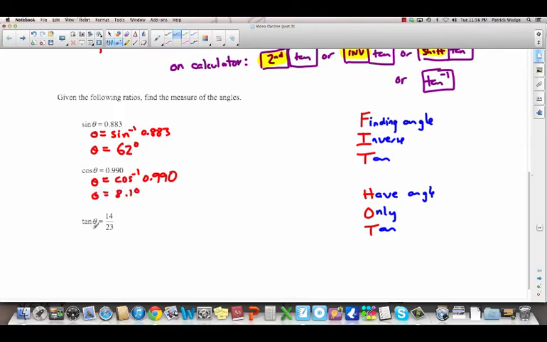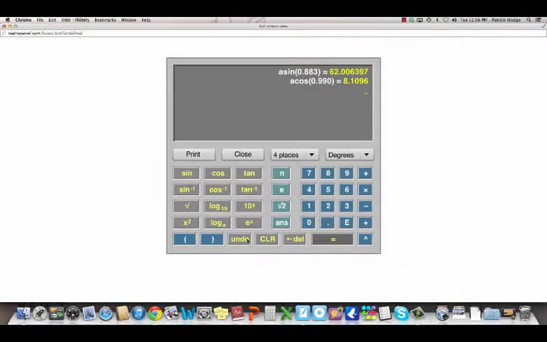Okay, the next one, tan theta equals 14 over 23. These were decimals. This is a fraction. Seems a little bit harder. Guess what the first step can be? Just change it into a decimal. How do you do that? Divide 14 divided by 23. So we'll start by doing that, 14 divided by 23, and you will get 0.6087. Okay, I'm going to write all that down.